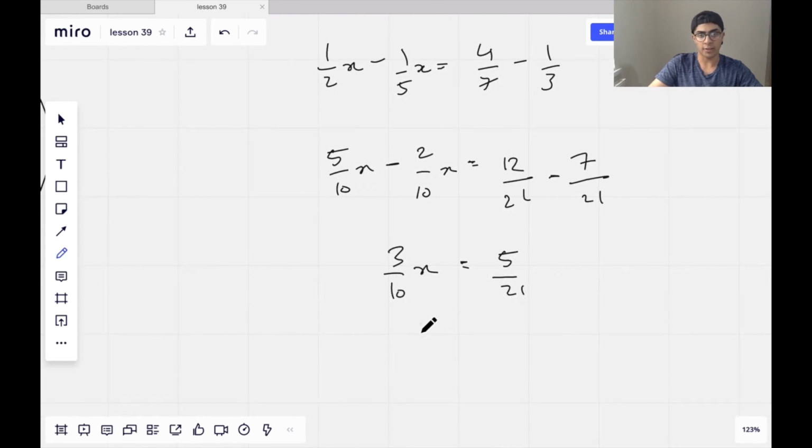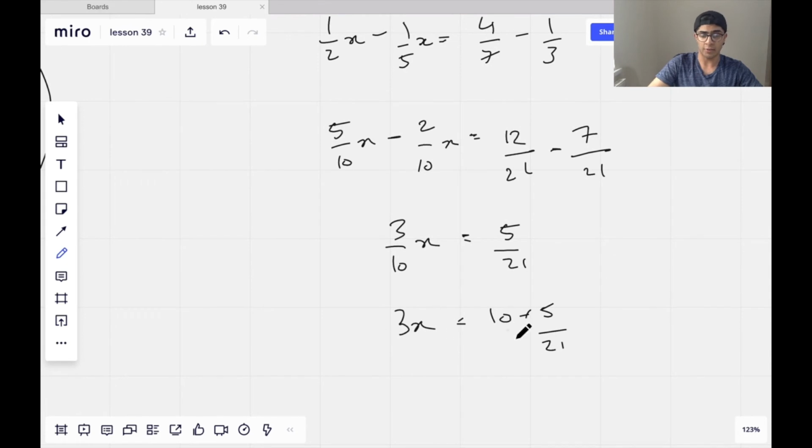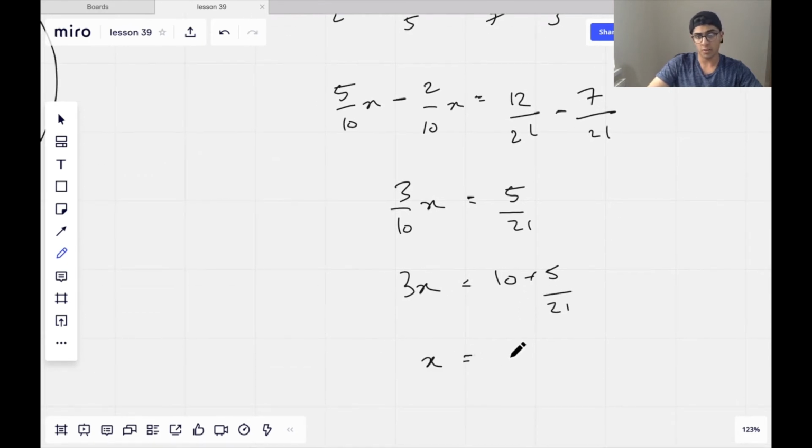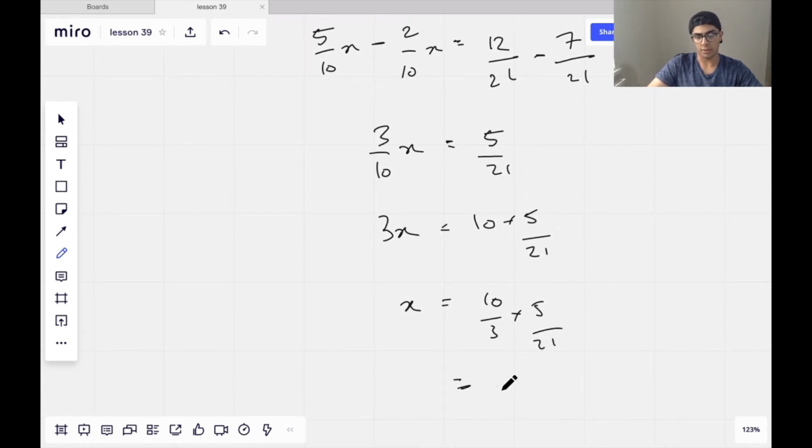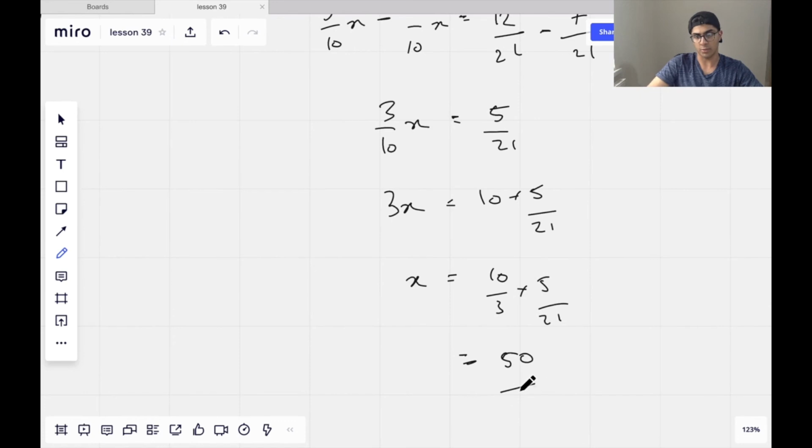And then we have to multiply both sides by 10 and then divide by 3, as you can see, to get the x on its own. If you want to do this in 2 steps, perhaps you can have 3x is equal to 10 times 5 over 21, and then again divide both sides by 3, which is 10 over 3 times 5 over 21, which I don't think simplifies any further than 50 over 3 times 21, which is 63. And that's our answer.